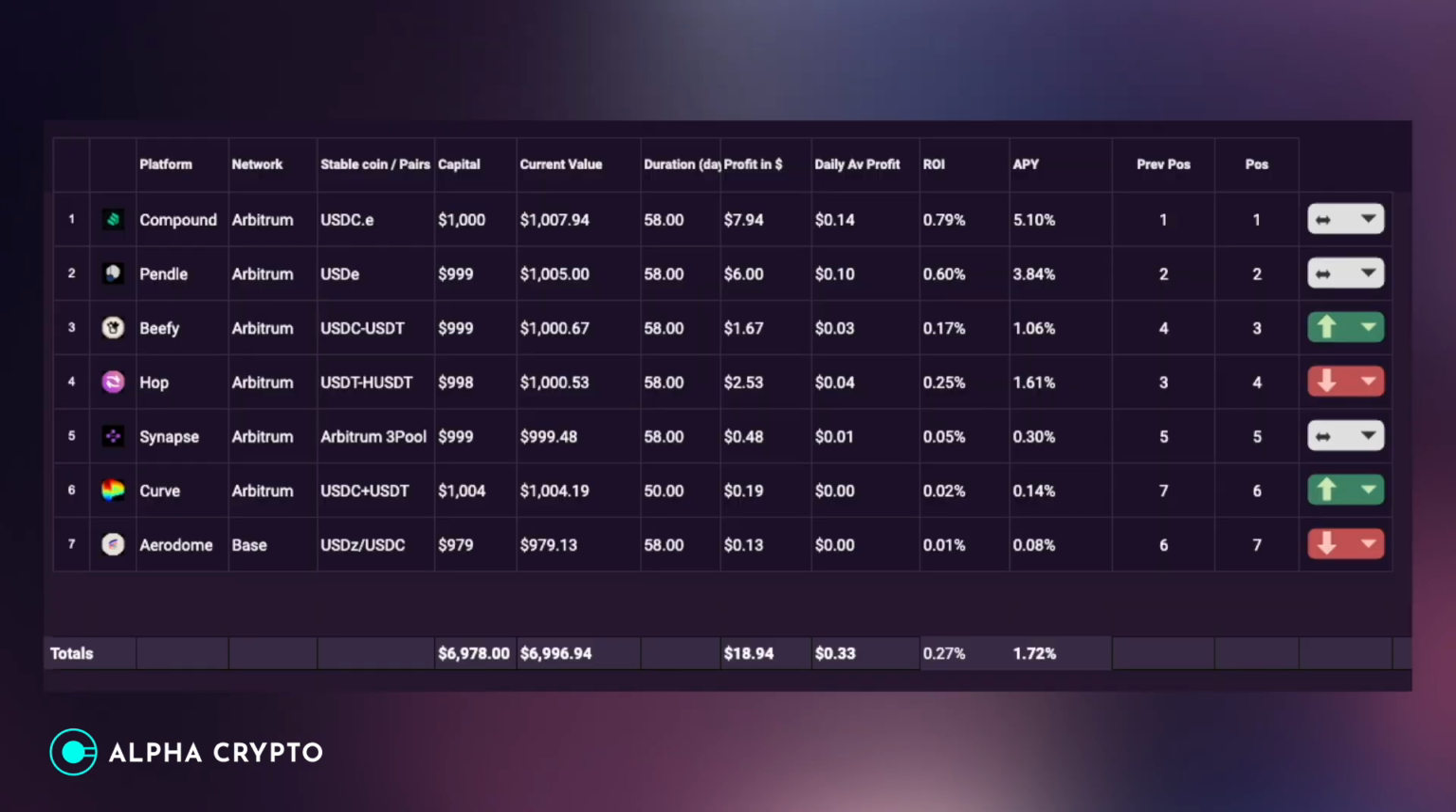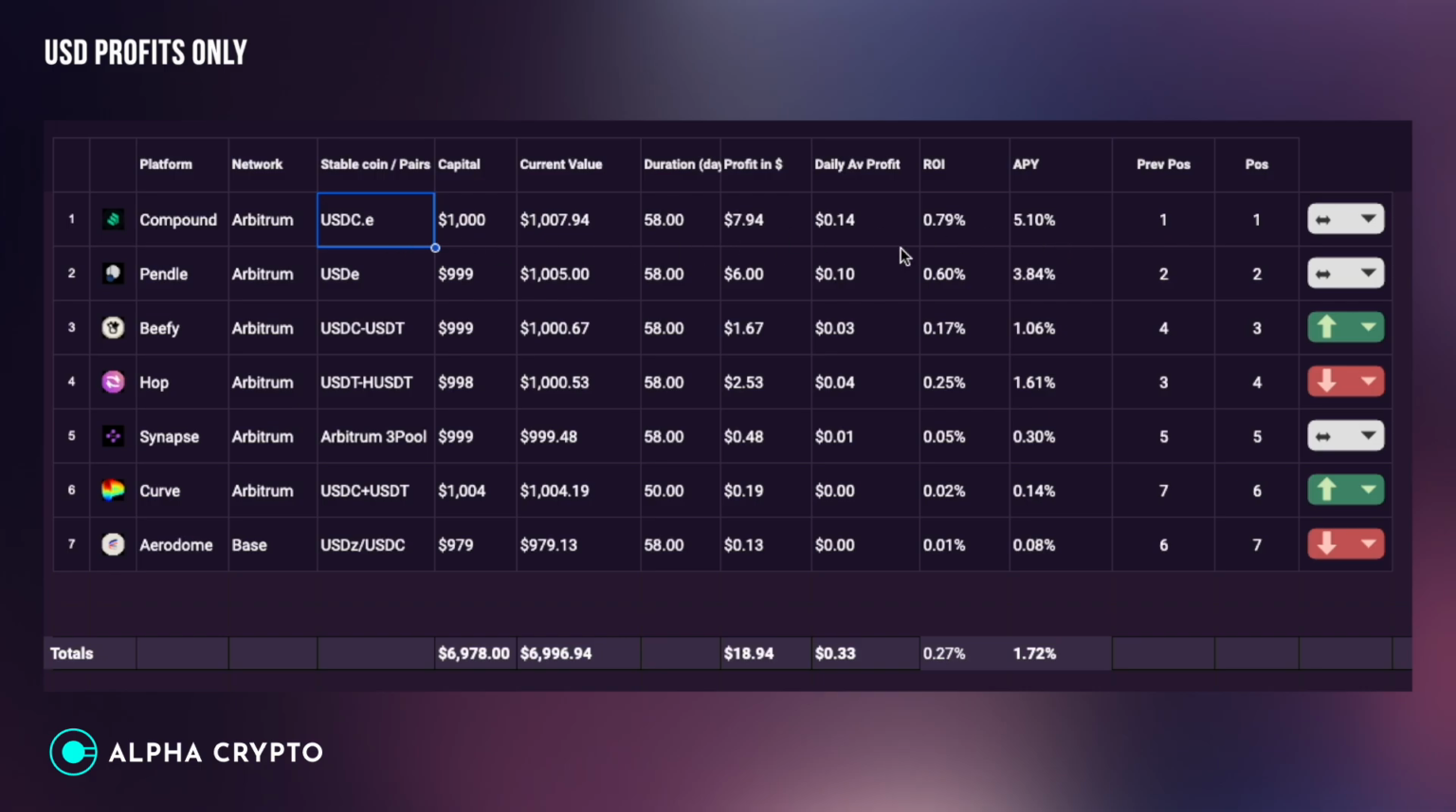So I'm going to take this all to go and calculate. So let's check our USD balances only. As you can see, Compound still at number one with USDC.e on Arbitrum, and we've made a profit of around $7.94. That gives an APY of around 5.10%.